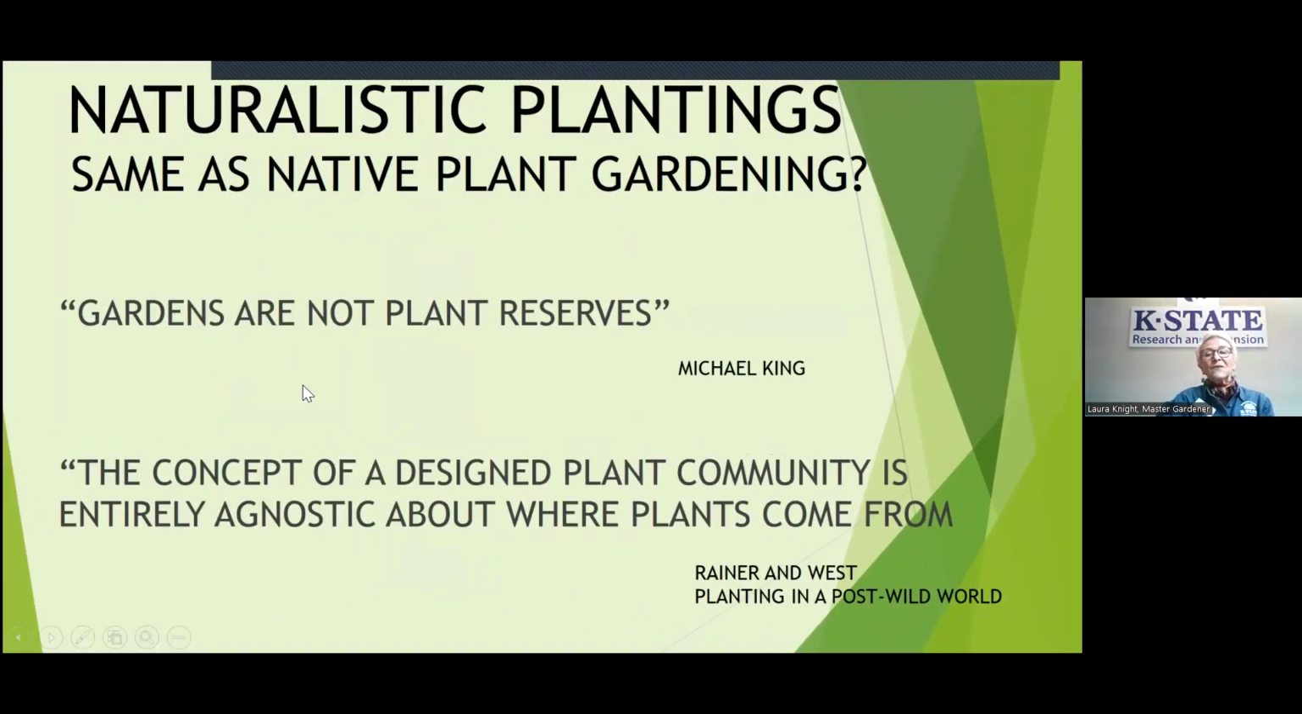And the concept of a design plant community is entirely agnostic about where plants come from. And this is from Rainier and West. Great minds in gardening, a great book. They took all these ideas that we all knew about and they made them legible and understandable to our brain. And it is entirely agnostic, they say. And you know what agnostic means? I don't know and I don't care. So if the plant can live with your other plants, yes, you can use it.